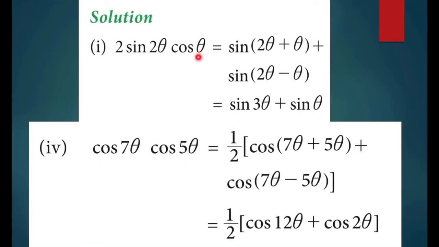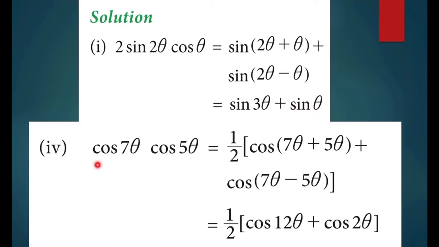So, sin A plus B, here in the place of A we have 2 theta, in the place of B we have theta. So, sin A plus B, that is 2 theta plus theta, plus sin A minus B, that is 2 theta minus theta. 2 theta plus theta is 3 theta, 2 theta minus theta is theta. So, sin 3 theta plus sin theta. So, 2 sin 2 theta cos theta is equal to sin 3 theta plus sin theta.